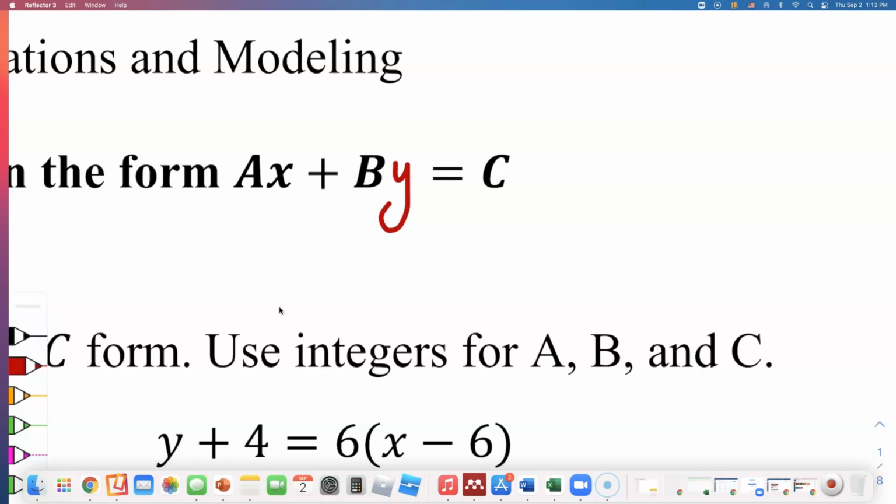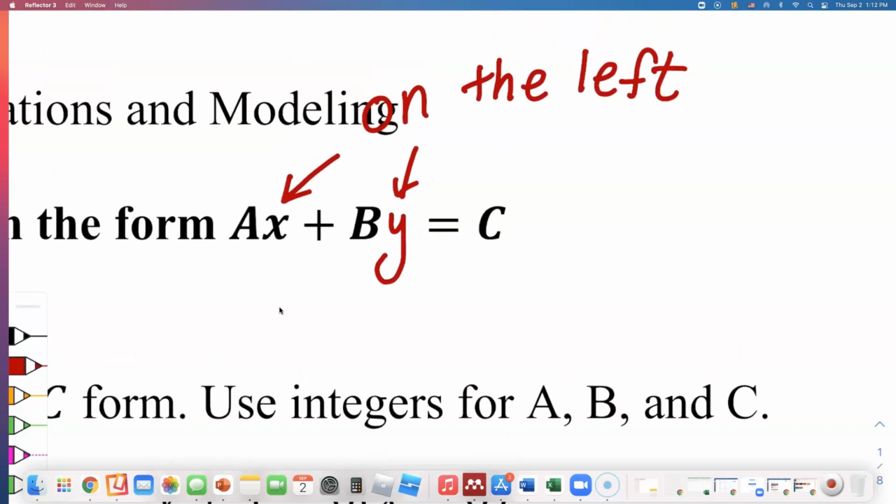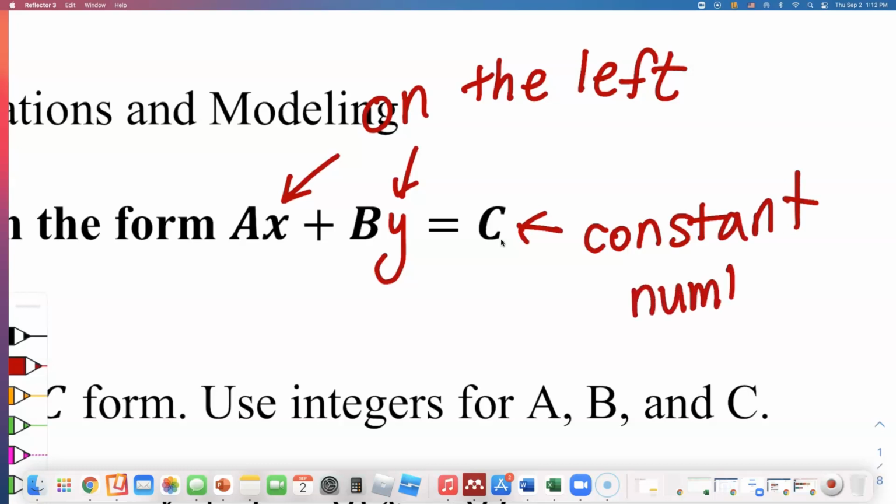In this form, which I sometimes call the standard form of a linear function, we have terms that have x and y on the left. The term that has x comes first, and then you write the term that has y after it. After the equal sign, on the other side, it should just be a constant, aka just a number. The number on the right side of the equal sign should not have x or y, okay?